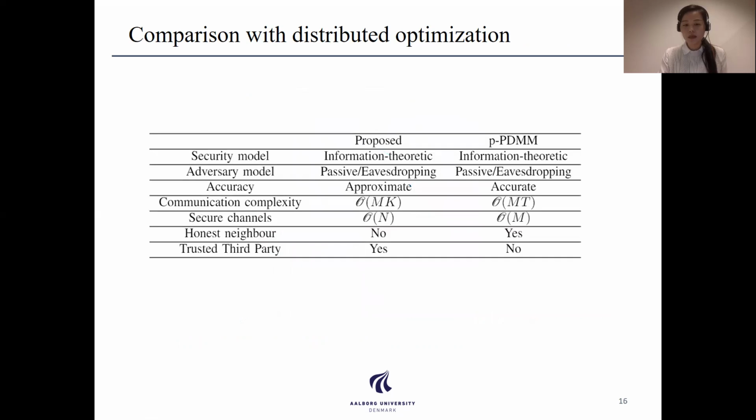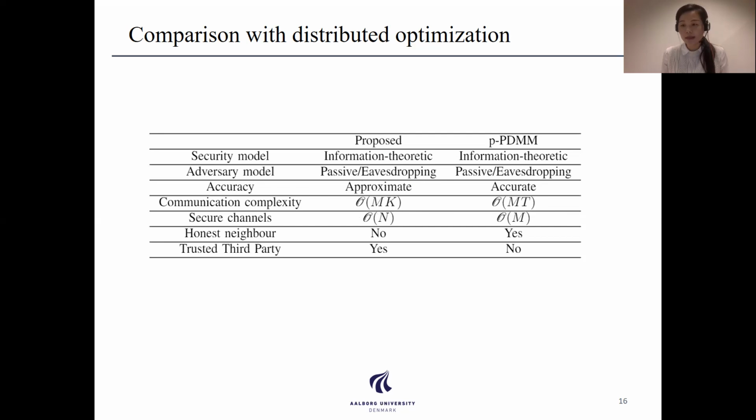Overall, we can compare them here. The proposed approach and the distributed optimization-based approach both consider the same security model. They are both information theoretic, they use noise insertion to protect the private data, and they consider the same passive and eavesdropping adversary model. The difference is that the proposed approach has approximated accuracy, it is not exact. And the communication complexity is m times k, but for the optimization it is m times T, where T is the overall iteration number, which is really very big.